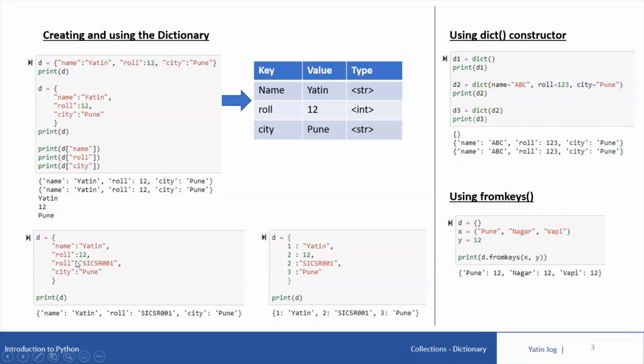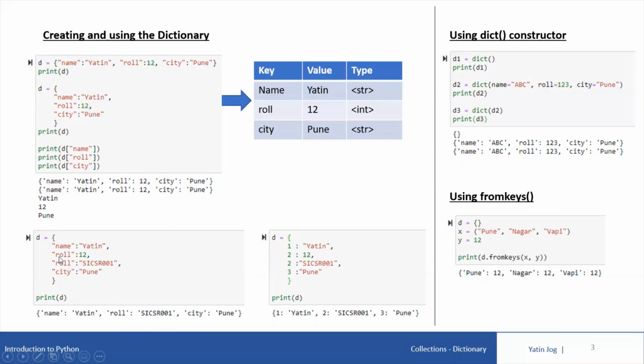But on the next line, again I'm writing the same key, which is roll, and I'm mapping a different value, which is a string, SICSR 001, for example. So in this case, what will the Python interpreter do? The Python interpreter will override the previous value of the same key. The previous value of the same key was 12. Now it will override that value with SICSR 001. So when I say print D, the latest or the only value which is mapped with roll is SICSR 001. So that will be printed on the screen.